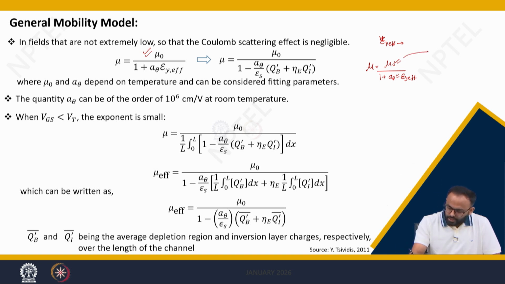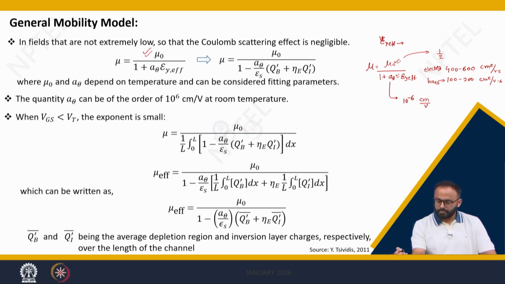In general, mu naught is half of the bulk mobility. The value of mu naught is approximately 400 to 600 centimeter square per volt second for electrons and around 100 to 200 centimeter square per volt second for holes. The rough value of A theta is around 10 to the power of minus 6 centimeter per volt.